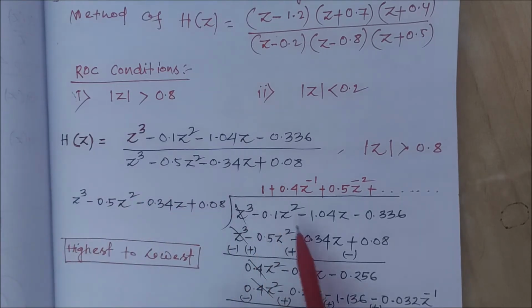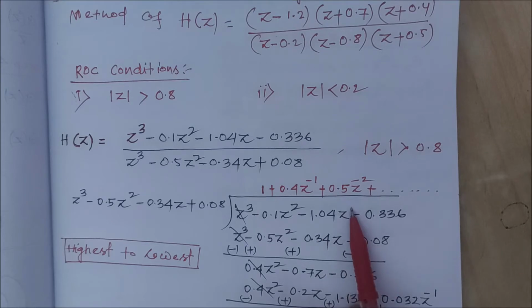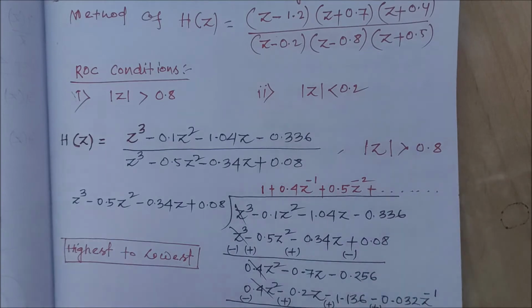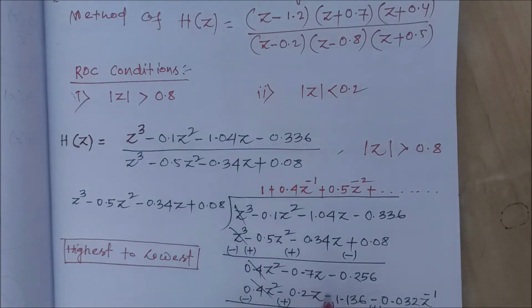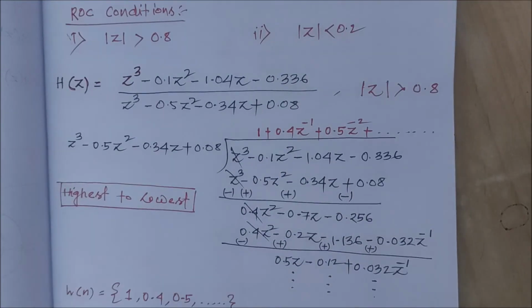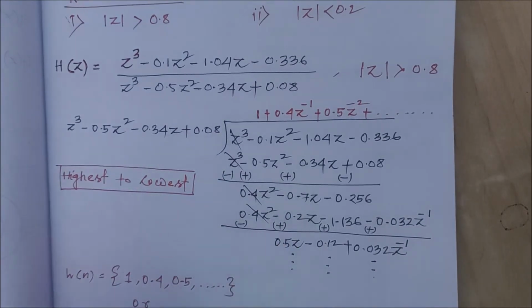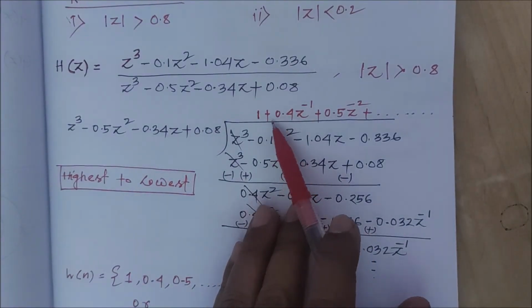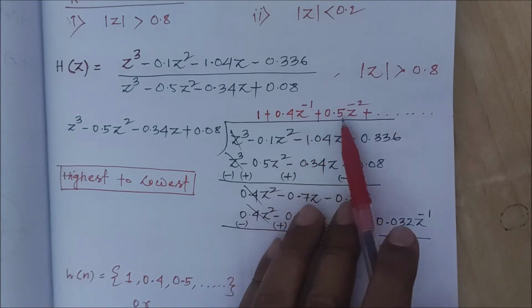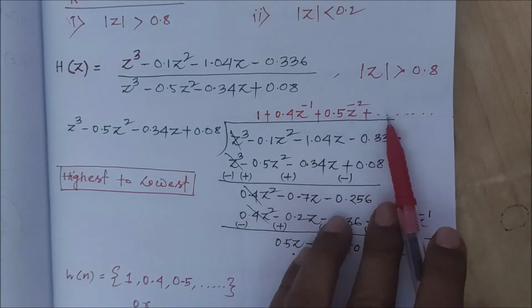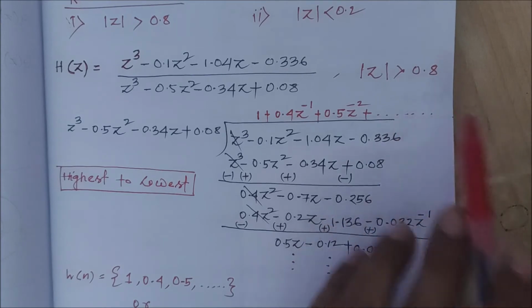In the same way, the dividend or the numerator is written as z cube minus 0.1 z square minus 1.04 z to the power 1 minus 0.336 z to the power 0. So we have to follow this sequence, highest to lowest power of z, always. Now we go on performing the long division and we can see that this is a never-ending division, and finally we got the result as 1 plus 0.4 z inverse plus 0.5 z to the power minus 2 plus something into z to the power minus 3 and so on.